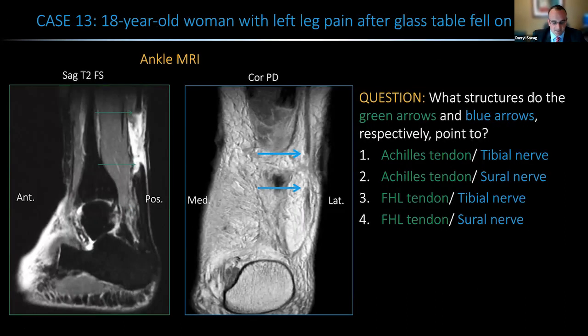This is our last case. An 18-year-old woman with left leg pain following a glass table falling on her leg. What structures do the green arrows and the blue arrows respectively point to? Okay, so sagittal, so posterior and anterior. The green arrows are pointing to this edge and this edge. And the blue arrows on this coronal image are pointing to this edge and this edge.